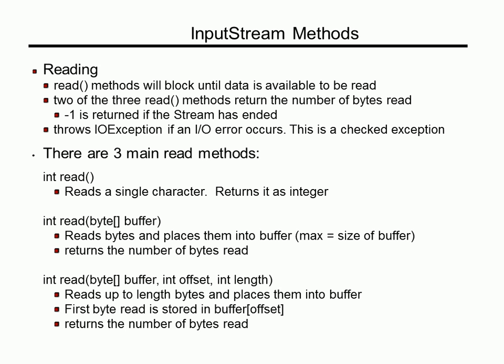And the third one takes an offset. So this is how it also works. It reads up to the length of bytes and places them into the buffer. The first byte read is stored at the buffer offset, and it returns the number of bytes read. They are all different sets of methods. I don't know which one throws the IOException, but one of them throws the IOException.